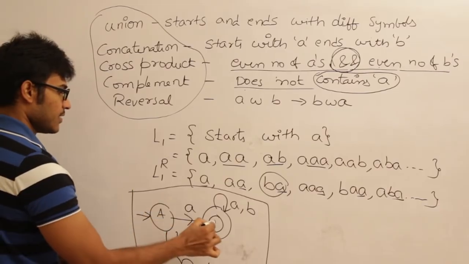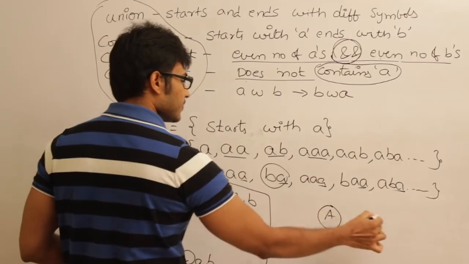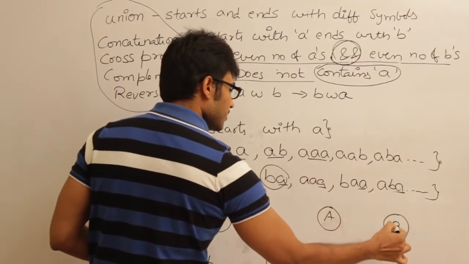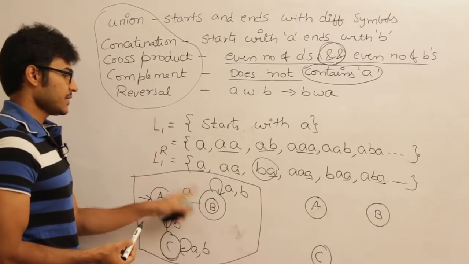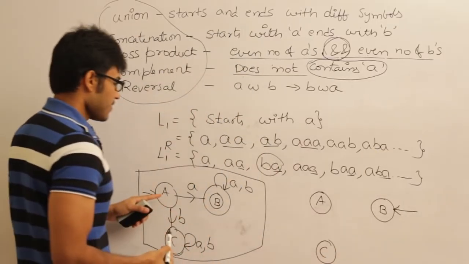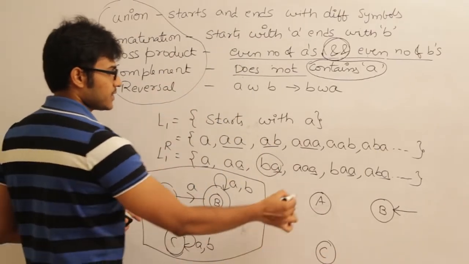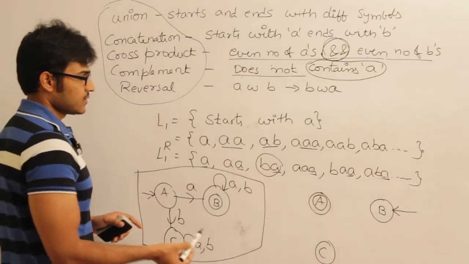Let us say A, B, C. Draw the states as they are, A, B and C. Now make the final state the initial state, and make the initial state the final state. And if there are any edges, you just reverse them.